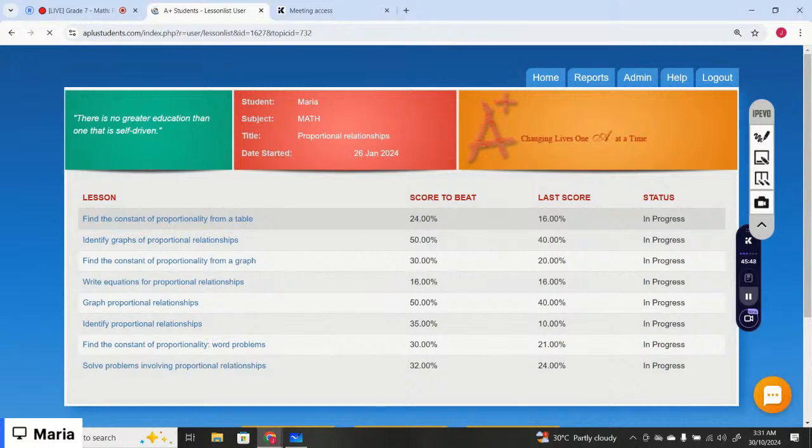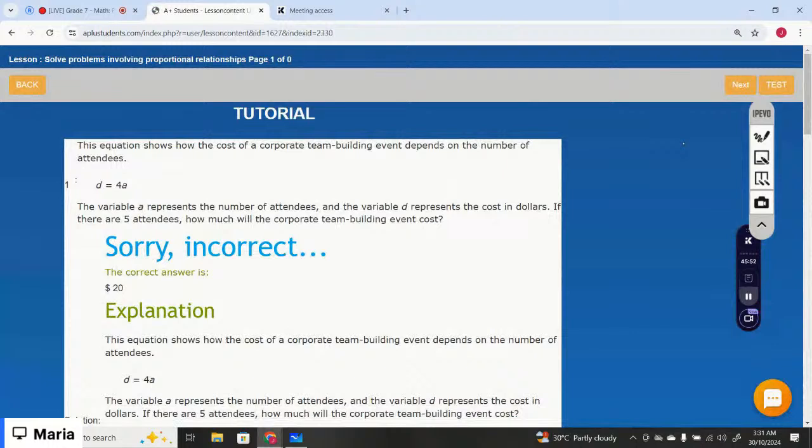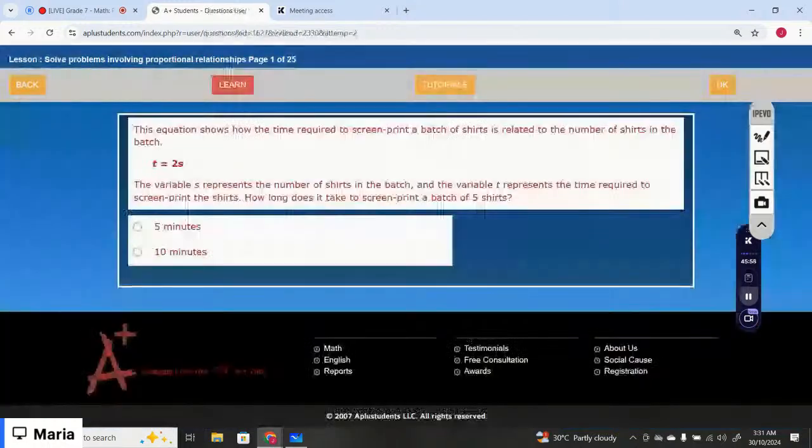The next lesson is solve problems involving proportional relationships. Now let's just start with the test question, right? You can have a look at the tutorial by yourself later today.